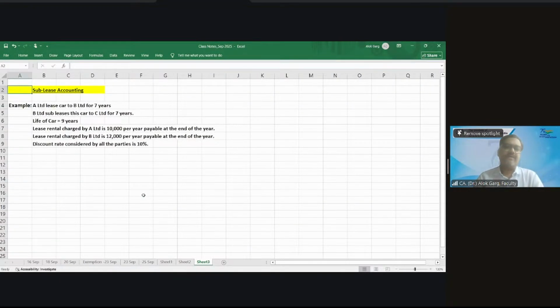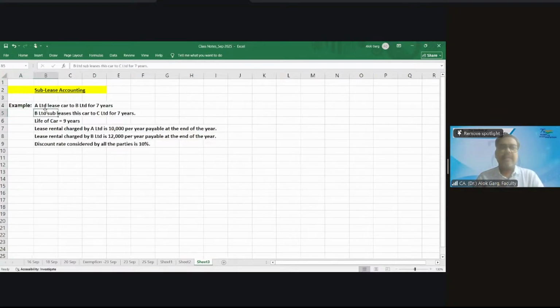Sublease accounting. Example. A Limited leases a car to B Limited for 7 years. B Limited subleases this car to C Limited for 7 years. Life of the car is 9 years. Lease rental charged by A Limited is 10,000 rupees per year, payable at the end of the year. Lease rental charged by B Limited is 12,000 per year, payable at the end of the year. Discount rate considered by all the parties is 10%.